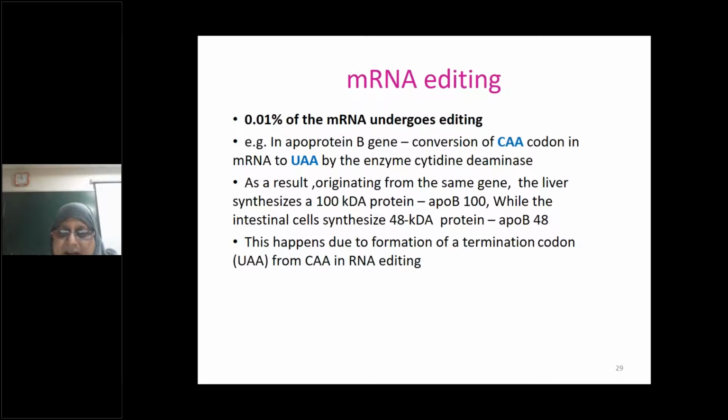So what happens when this occurs? Even though the protein originates from the same gene, the liver will synthesize a 100 kilodalton protein, which is ApoB100, while the intestinal cells will synthesize a 48 kD protein, that is ApoB48. So the gene is the same, but you get two different proteins in two different organs. This happens because the formation of the termination codon UAA from CAA results in editing of the RNA.